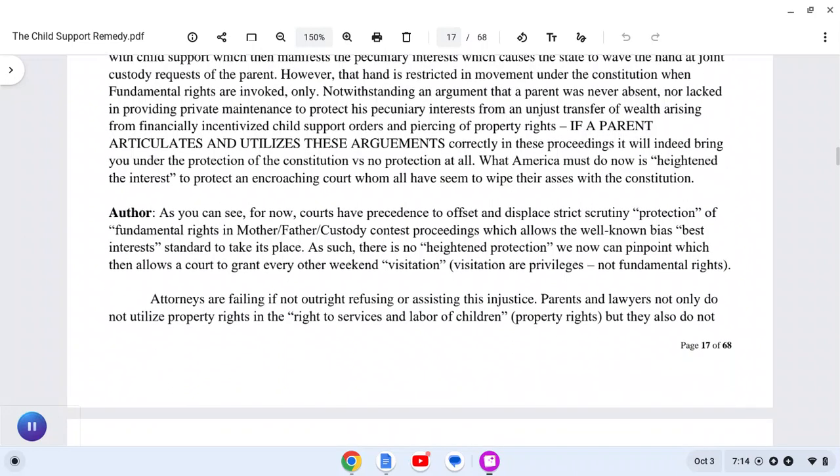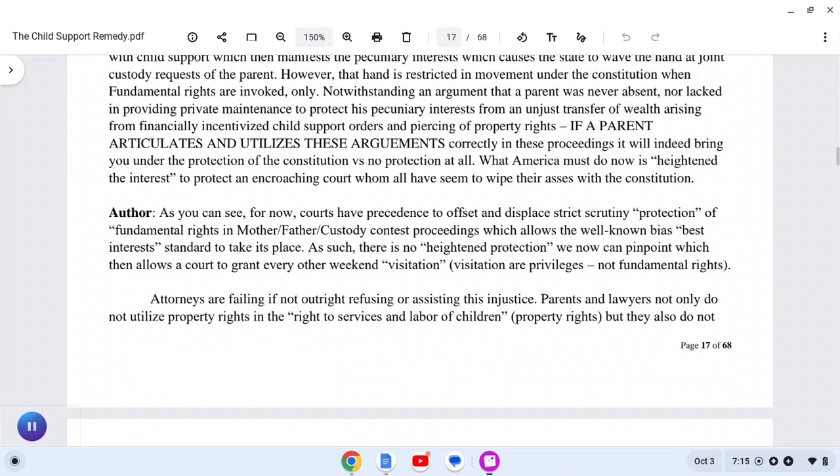They are right when they say that. What America must do now is heighten the interest to protect against an encroaching court, which all have seen seems to wipe its behind with the Constitution. As you can see, for now, courts have precedents to offset and displace strict scrutiny protection of fundamental rights in mother-father custody contest proceedings, which allows the well-known biased best interest standard to take its place. As such, there is no heightened protection. We now can pinpoint which then allows a court to grant every other weekend visitation. I never knew some of this stuff either. Visitation or privileges, not fundamental rights. That is correct. That is 100% correct.